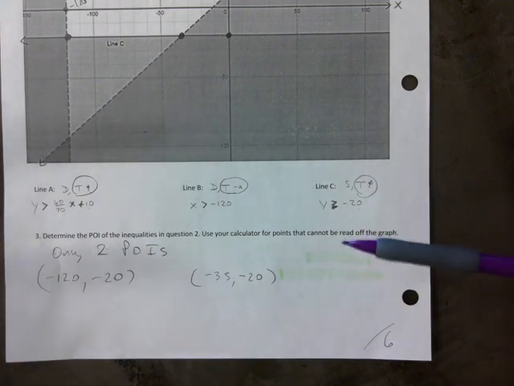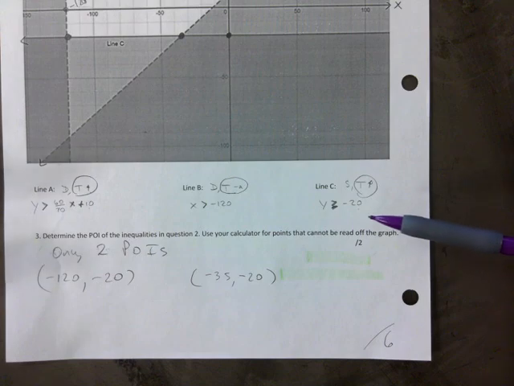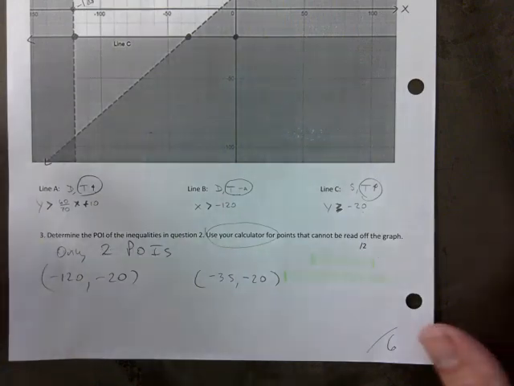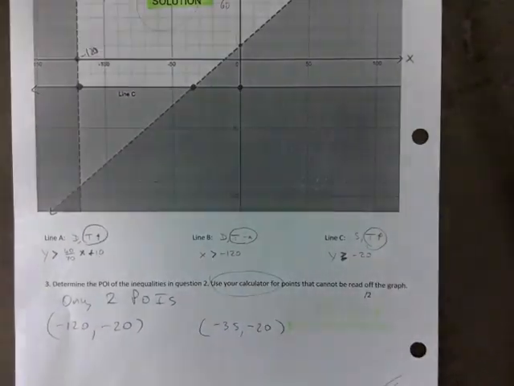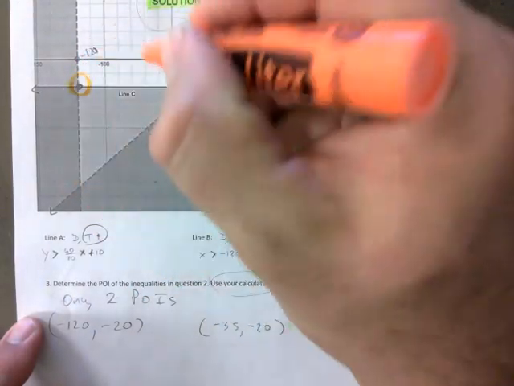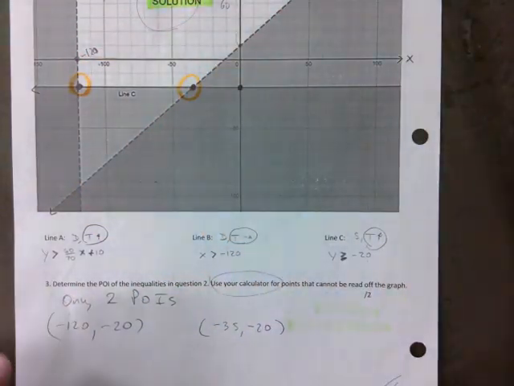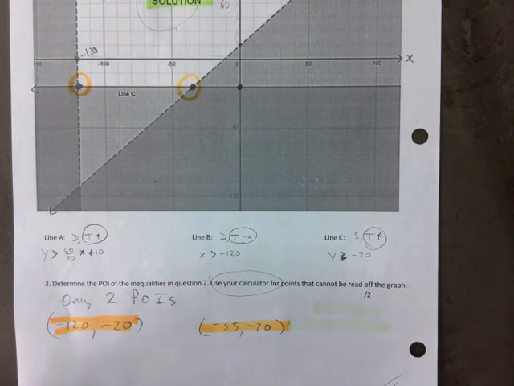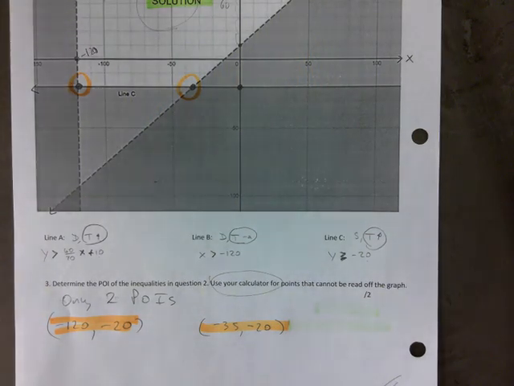The last part was to enter all of these into your calculator. Use your calculator and figure out your POIs. There are only two in this case. It's no context, so only two POIs there. Okay. So we don't consider x and y intercepts in this case, only when it's a word problem. That's it. That's all.